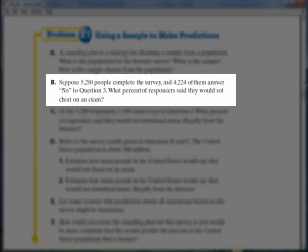Where B says, suppose 5,280 people complete the survey and 4,224 of them answer no to question 3. The question is, what percent of responders say that they would not cheat on an exam? So how are you going to find the percent of people that said no to question 3 if 5,280 people answered and 4,224 of them answered no?